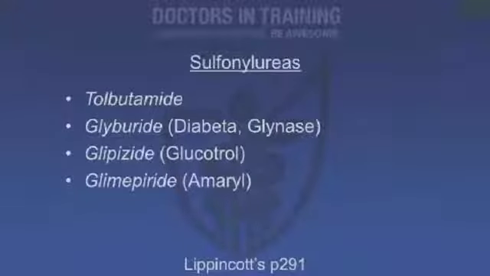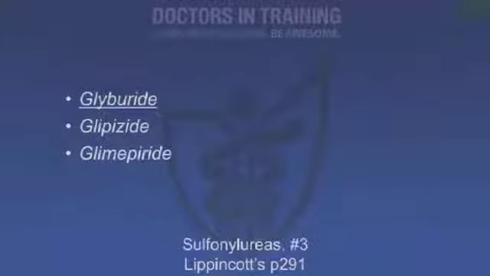The drugs we're talking about include tolbutamide, which is a very old drug. It came out in the 1950s. It's not very commonly used anymore. We also have a second-generation sulfonylurea called glyburide, which is very commonly used, glipizide, and then glimepiride, which is considered a third generation. And all three of these that begin with G, glyburide, glipizide, and glimepiride, are all very commonly used.